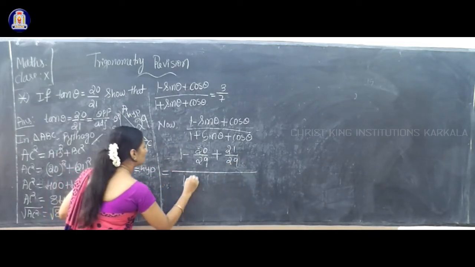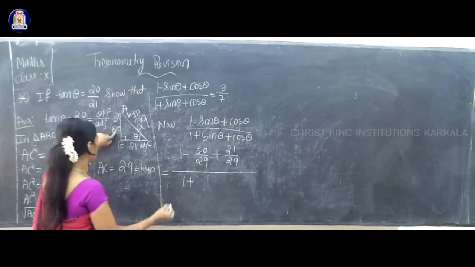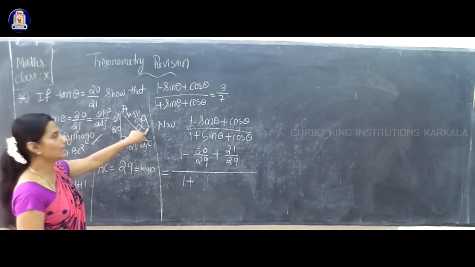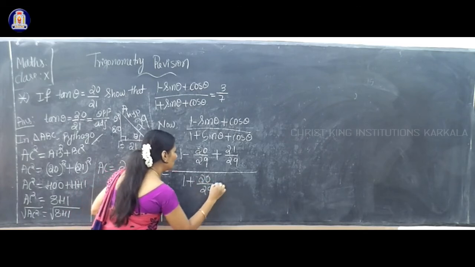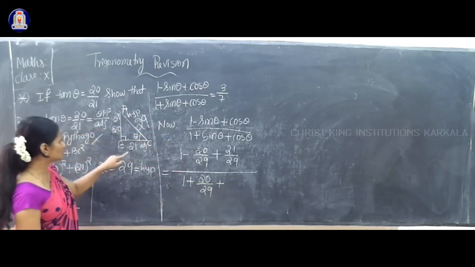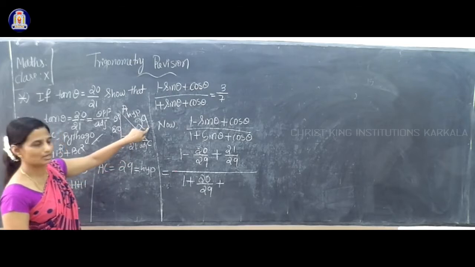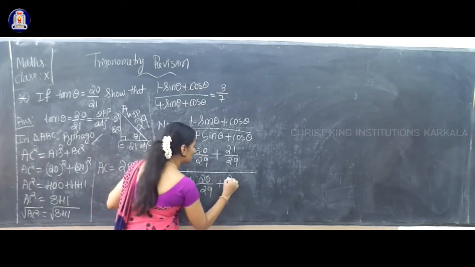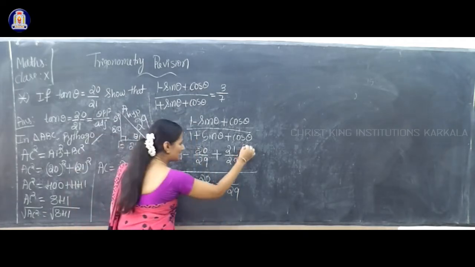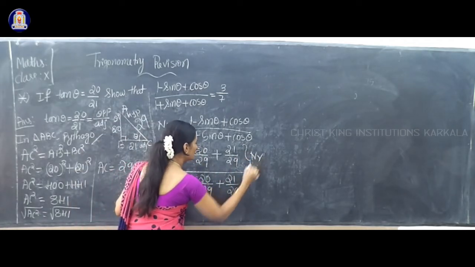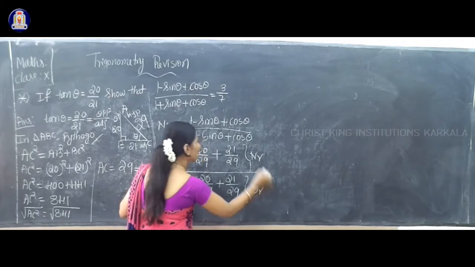So 1 plus sin theta is what? Opposite side divided by hypotenuse side, so 20 divided by 29, plus cos theta is adjacent side divided by hypotenuse side. So that is 21 divided by 29. So this is your numerator part and this is your denominator part.